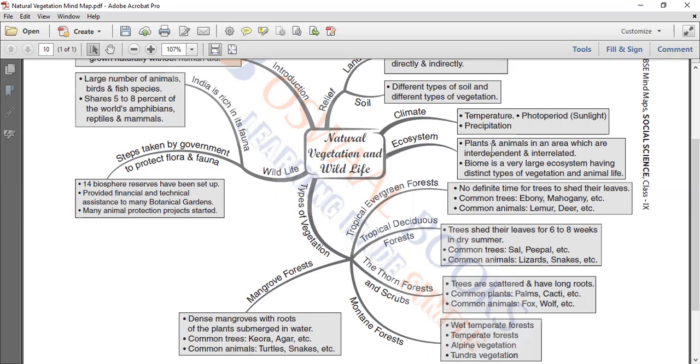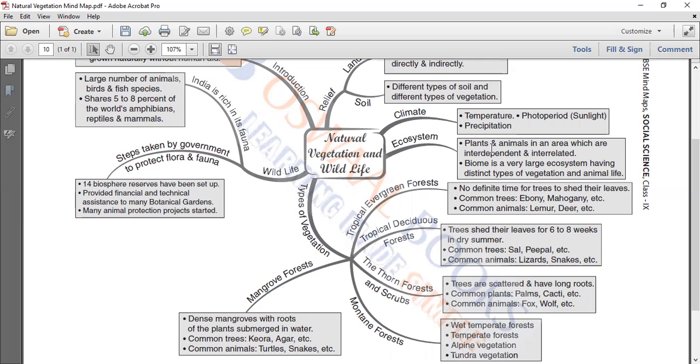Now, then we spoke about the types of vegetation or the types of forests that we find in India. Tropical rainforest or evergreen forests, tropical deciduous forest or tropical monsoon forest, tropical thorn forests and scrubs, montane forest, and the mangrove or tidal forest.